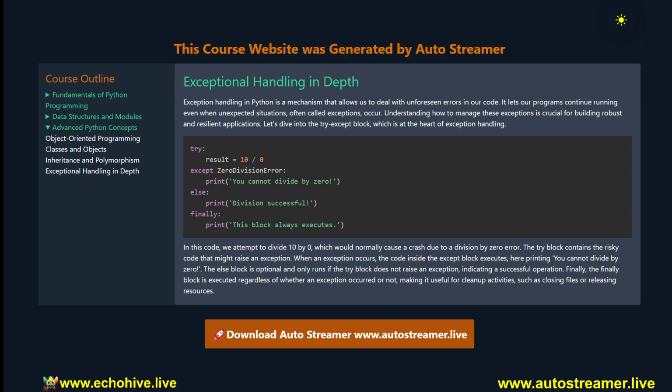Let's dive into the try except block, which is at the heart of exception handling. In this code, we attempt to divide 10 by 0, which would normally cause a crash due to a division by 0 error. The try block contains the risky code that might raise an exception. When an exception occurs, the code inside the except block executes, here printing "you cannot divide by 0."